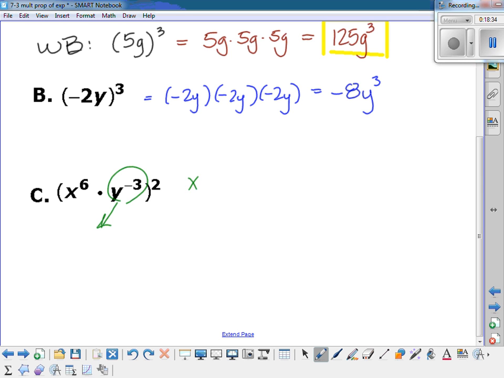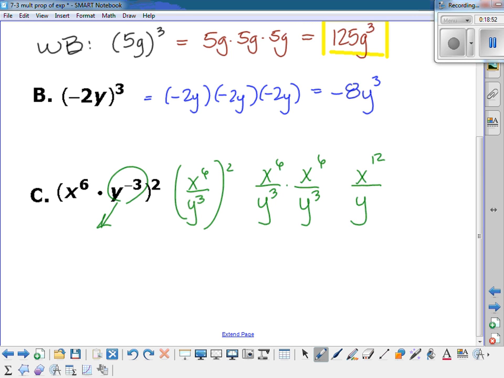All right, so we've got x to the 6th over y cubed, and that's being squared. So that's x to the 6th over y cubed times x to the 6th over y cubed. So I've got 6 plus 6, I've got 12 x's on top, 3 plus 3, I have 6 y's on the bottom. And again, if you get mixed up about whether you're adding or multiplying, write it out. If that helps you see it, then it's better to write it out and get the answer right.